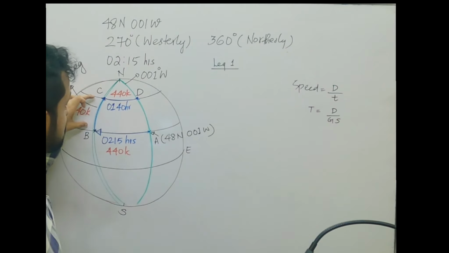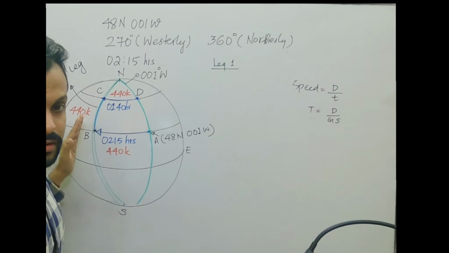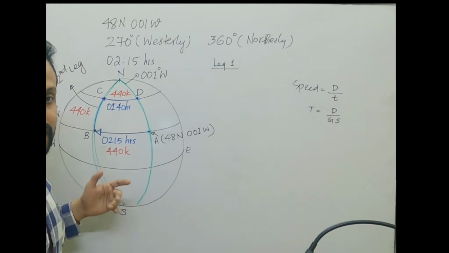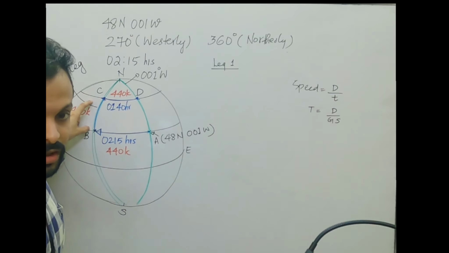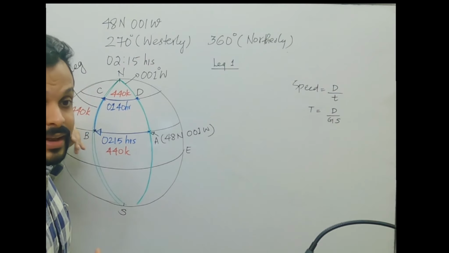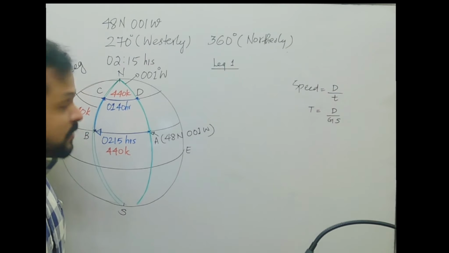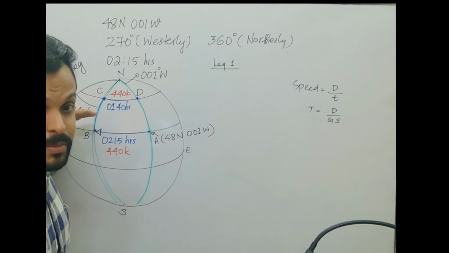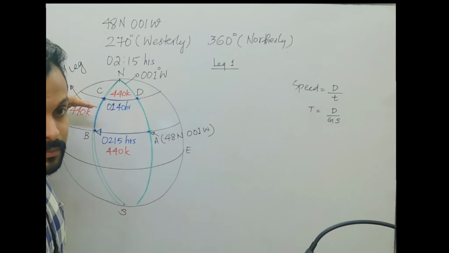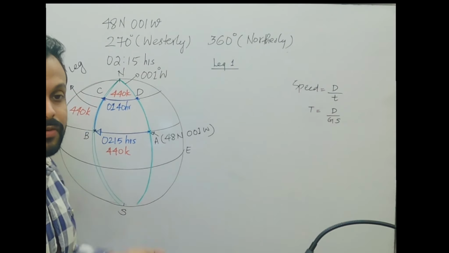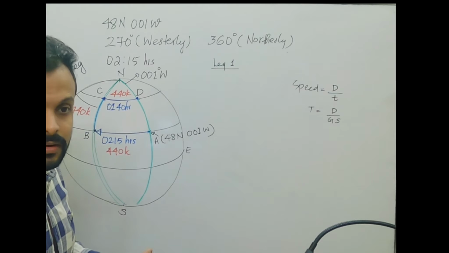So how will you find this distance? This is along a great circle. So great circle, if I want to find out distance in nautical miles, I simply have to find out the change in latitude in minutes, and I can directly convert that to nautical miles, right? So whatever the distance here it is, it's going to be exactly the same number of minutes of change of latitude. So I want to find out the change in latitude here. If I can find the change in latitude here, I can find the distance, correct?